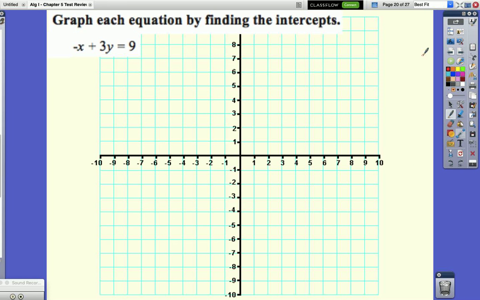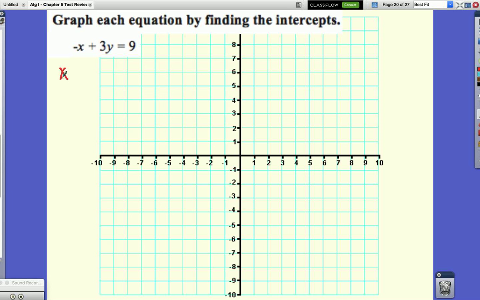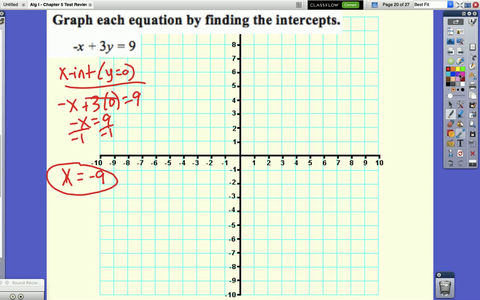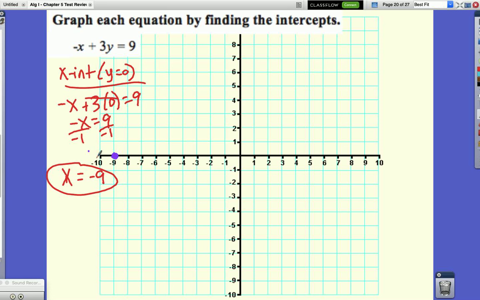Now if I ask you to graph by finding the intercepts, that means I want you to first find the x-intercept. That means y equals 0. So again, we take our equation and we have negative x plus 3 times 0 equals 9. So 3 times 0 crosses out. Negative x equals 9. X is not by itself yet, so we have to divide by a negative 1. And our x-intercept is negative 9. So that means we go on the x-axis and put a point at negative 9. This is on the x.